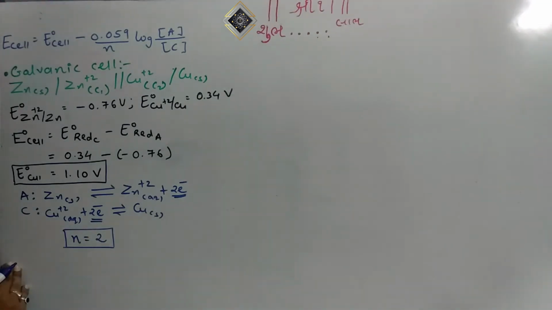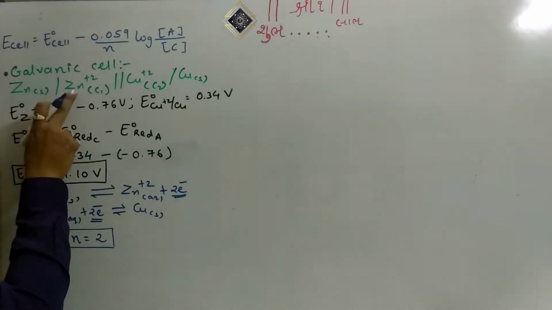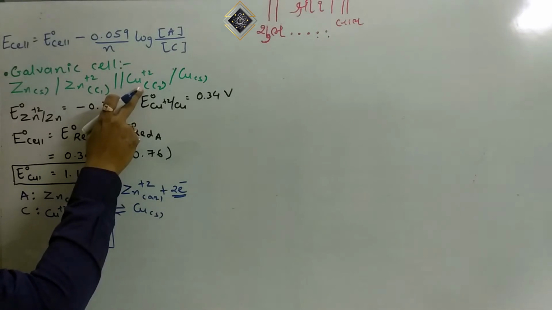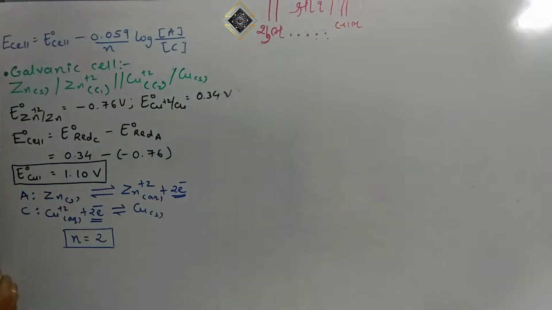The step number 2 is done. Now in the third step, substitute the values in the Nernst equation. Concentration of anode, that means concentration of Zn plus 2, is C1. Concentration of cathode, that means concentration of Cu plus 2, is C2. Then substitute the values and write the Nernst equation. So once again I am just rewriting the equation.